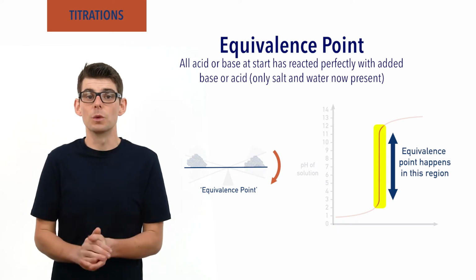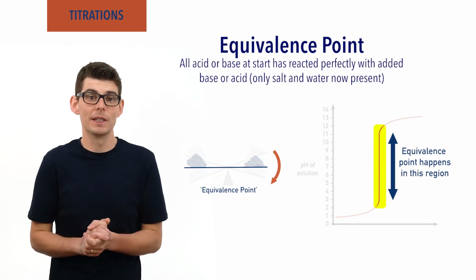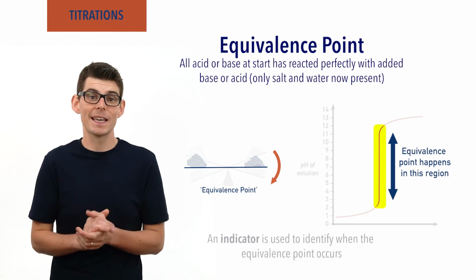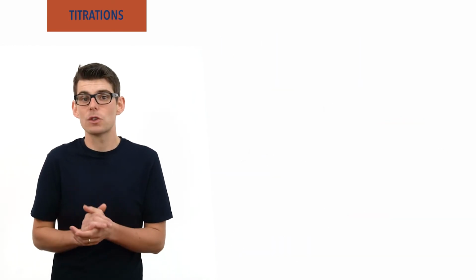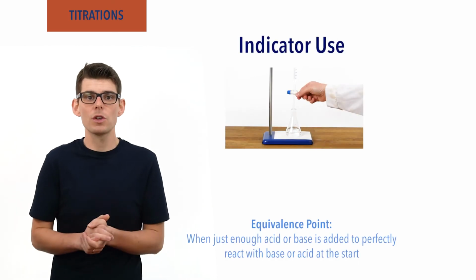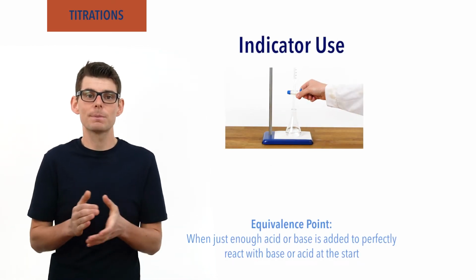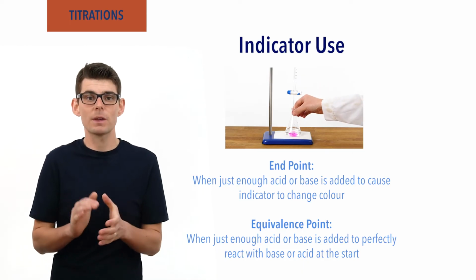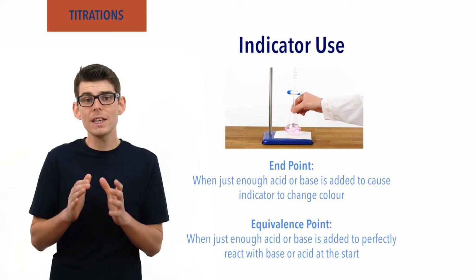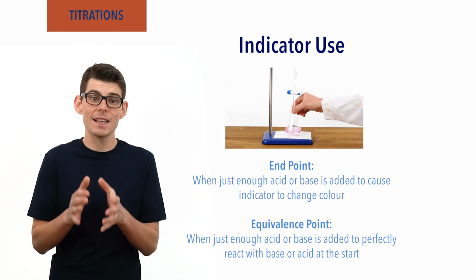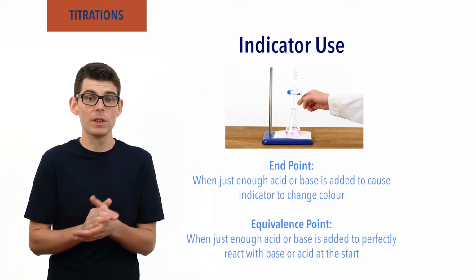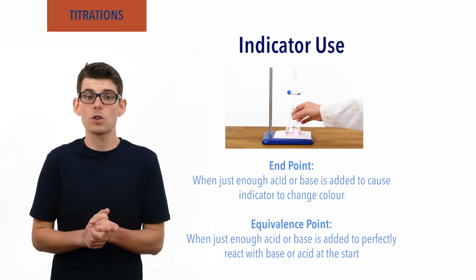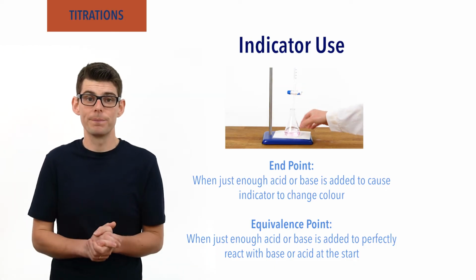In a titration, we can't see when this is happening, and instead try and identify this point by using an indicator. When the indicator changes colour and we stop the titration, we describe it as the end point. An indicator will change colour at a specific pH. We want the indicator to change colour at the same time as the equivalence point is reached, meaning we want the endpoint and equivalence point in a titration to occur at the same time.